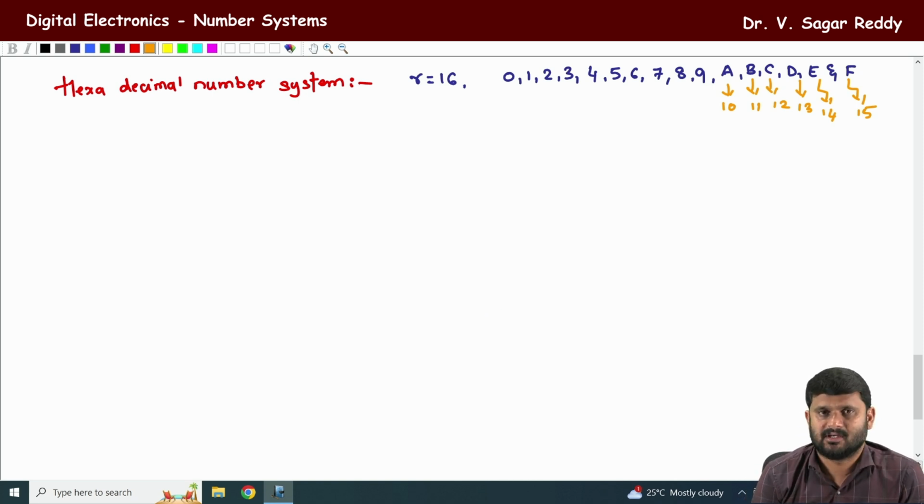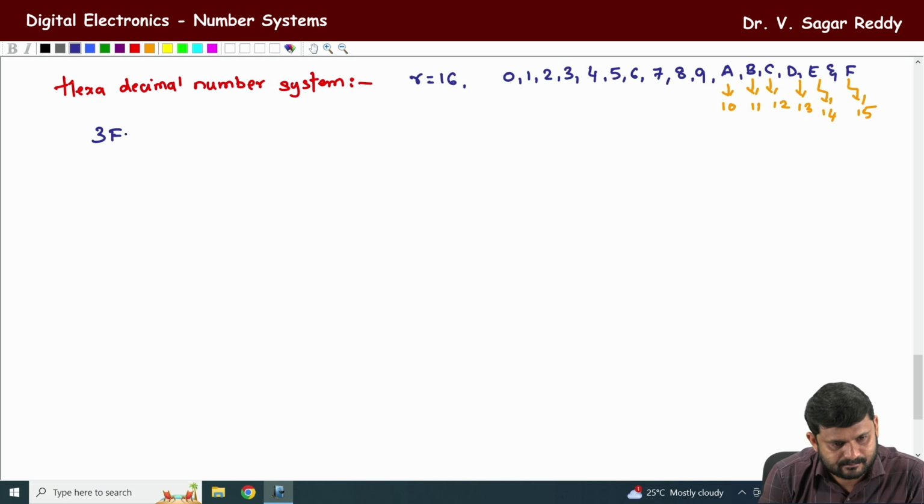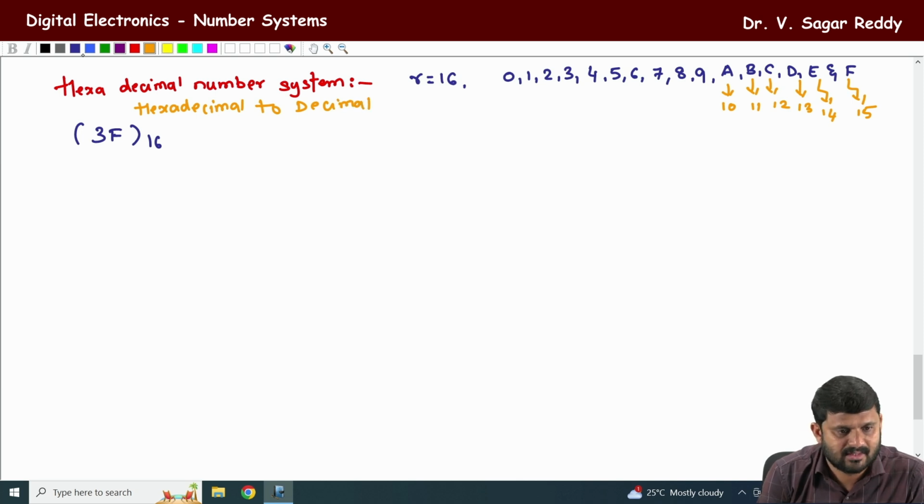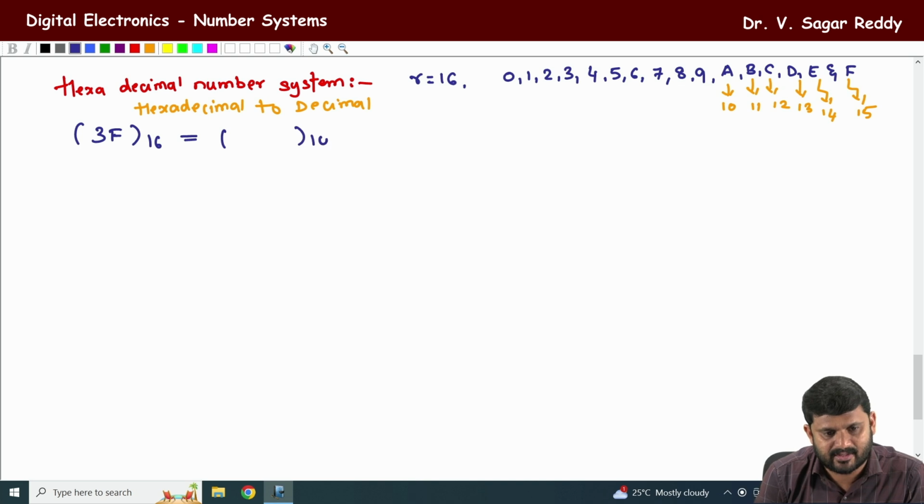Now I'll convert one hexadecimal number to binary. So let us consider the hexadecimal number 3F. First, hexadecimal to decimal. Now I have 3F in hexadecimal, and I want to know the decimal equivalent.